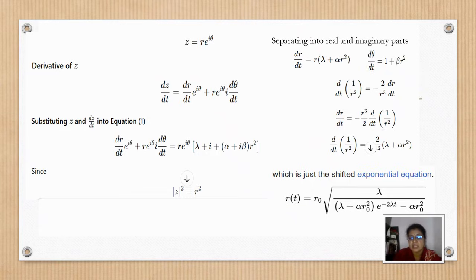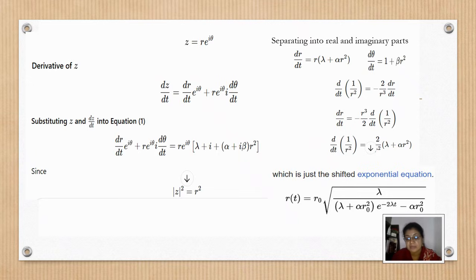So if the first term in the denominator is considered to be very small, what would we end up with? r naught square root of lambda by minus alpha r naught square. So we should have what? A real value. So in order to have a real value, we should have positive values inside the square root.